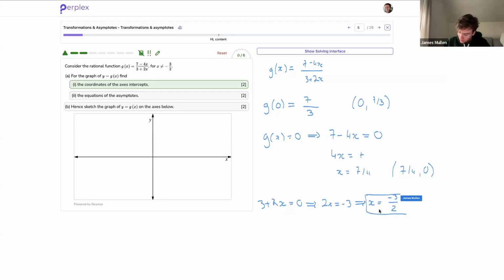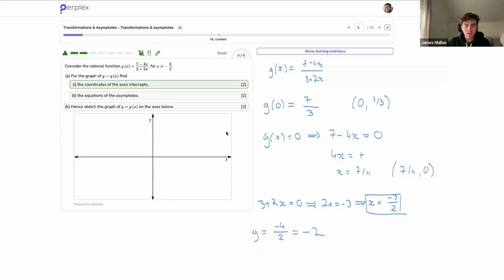That is the vertical asymptote. And I'm going to have a horizontal asymptote when x gets very, very large, and I compare the coefficients of the x's in the equation. So I have y is equal to minus 4 over 2, which is just equal to minus 2. Okay, so that is my horizontal asymptote. So those are my answers for AI, AI, and AII.